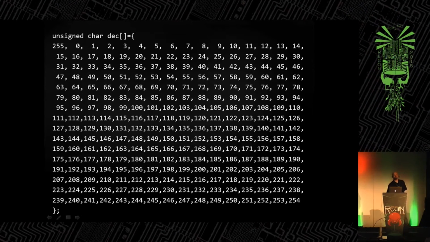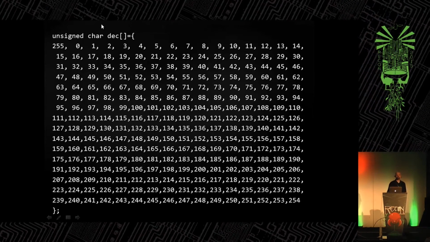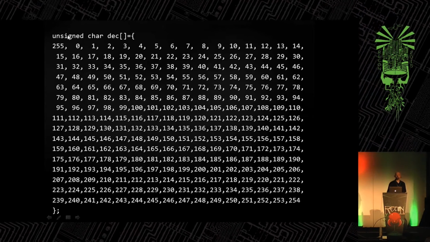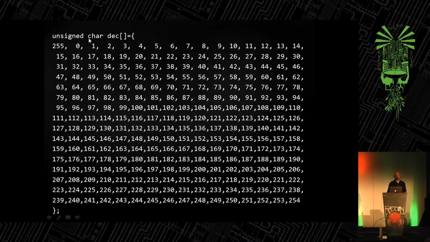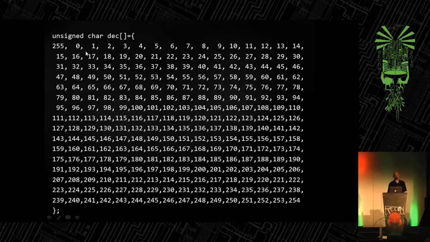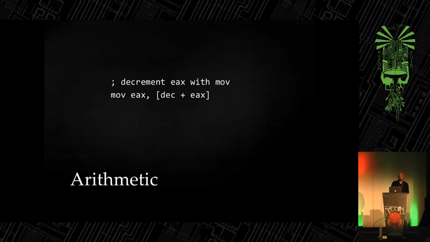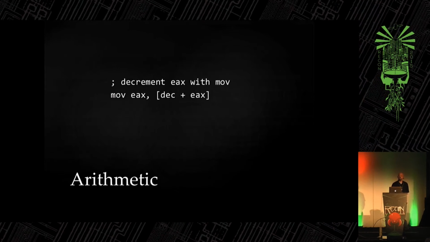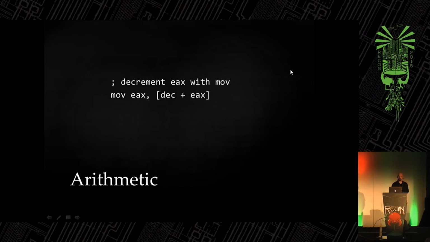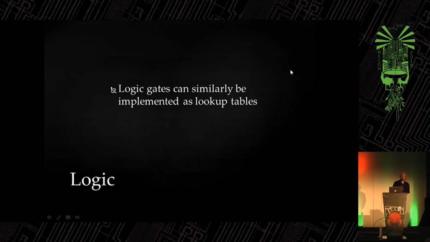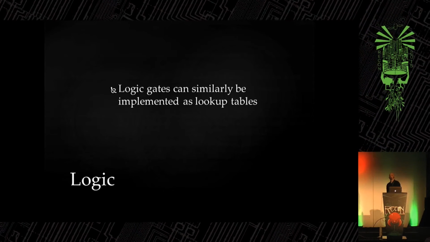Same with decrement. We can build up a decrement table. So if I want to figure out what is 2 minus 1, I go to element 2 in my table. This is 0, 1, 2, and I find out 2 decremented is 1. So same basic thing. We can build up a decrement table with assembly macros, and that's our decrement instruction, a move instead of a dec. So we're getting a little bit closer. We've got some really, really basic arithmetic now.